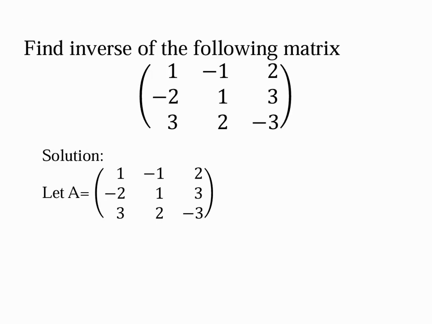Now we're going to find the inverse of the following 3 cross 3 matrix using the Cayley-Hamilton theorem. To find the inverse, before that we need to find the characteristic equation. For that, first I find S1. What is S1? The sum of the diagonal numbers. What are the diagonal numbers here? 1, 1, negative 3. Now we add 1 plus 1 minus 3, and we get negative 1.